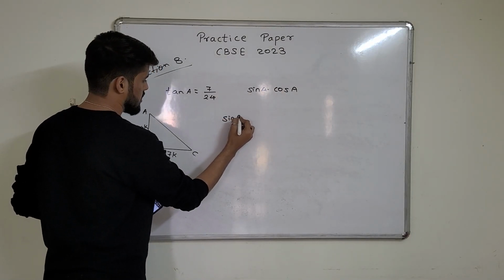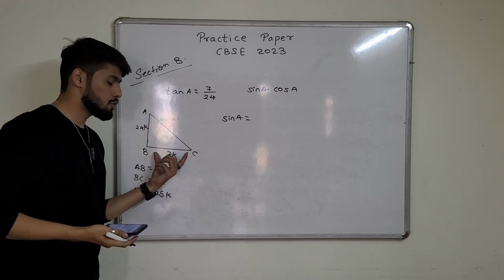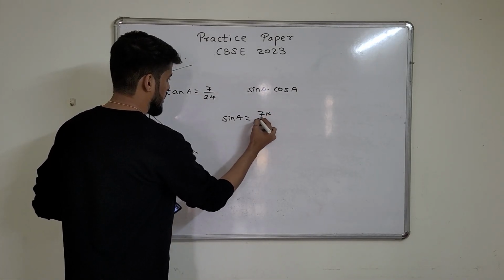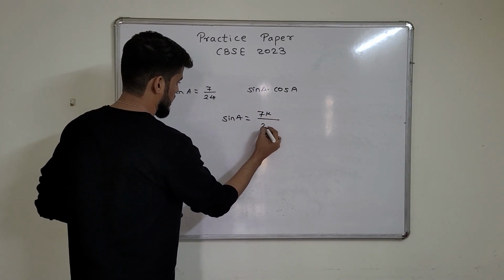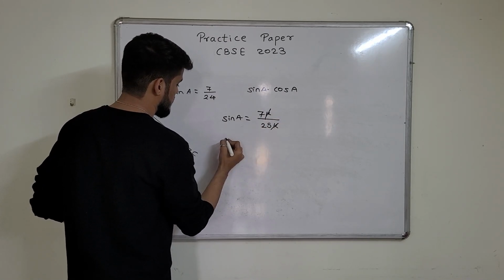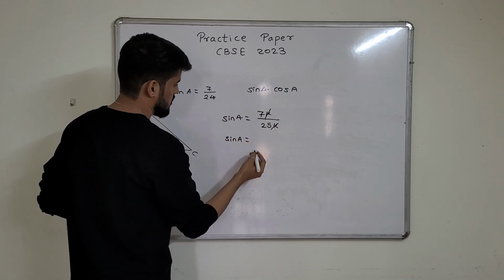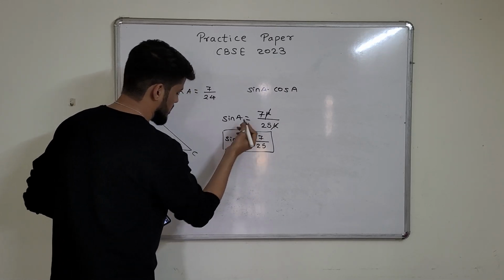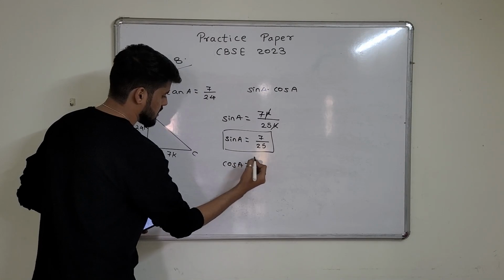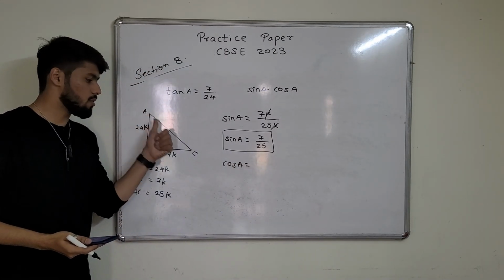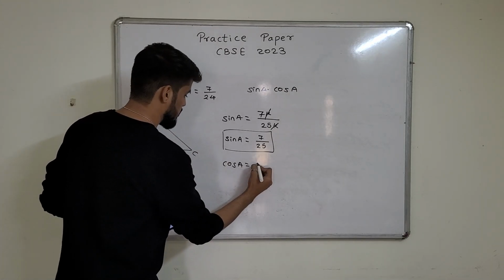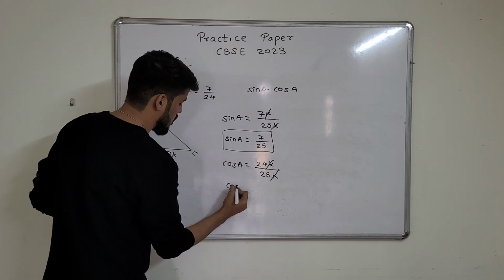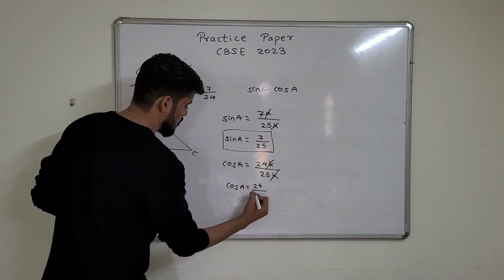So we need to find sine A and cos A. What is sine A? Sine A is nothing but the ratio of opposite side upon the hypotenuse, right? So opposite side is nothing but 7K and the hypotenuse is nothing but 25K. So the K and K will get cancelled as it is a constant. So we got sine A as 7 upon 25. Similarly, we can find cos A. Cos A is nothing but the ratio of adjacent side upon the hypotenuse. So adjacent is nothing but 24K upon 25K. K and K will get cancelled. Cos A equals to 24 upon 25.